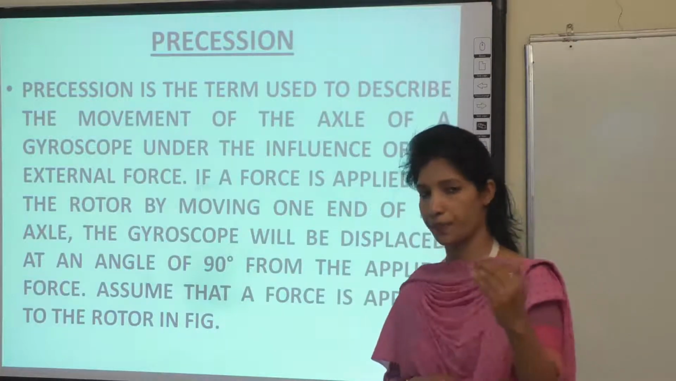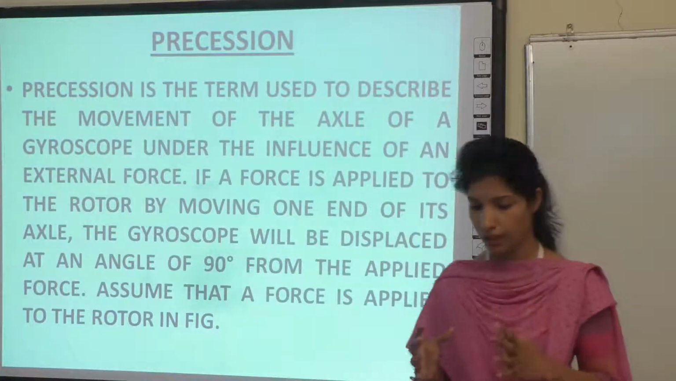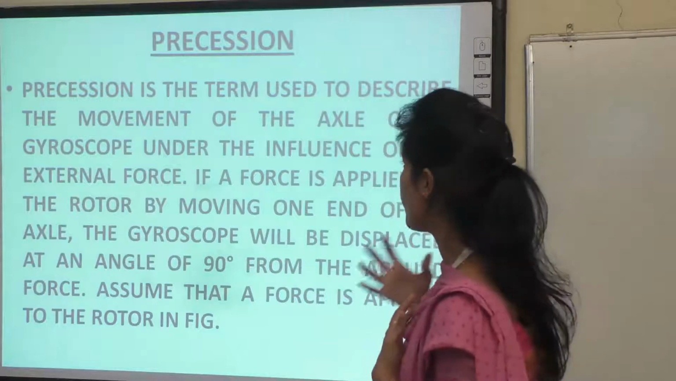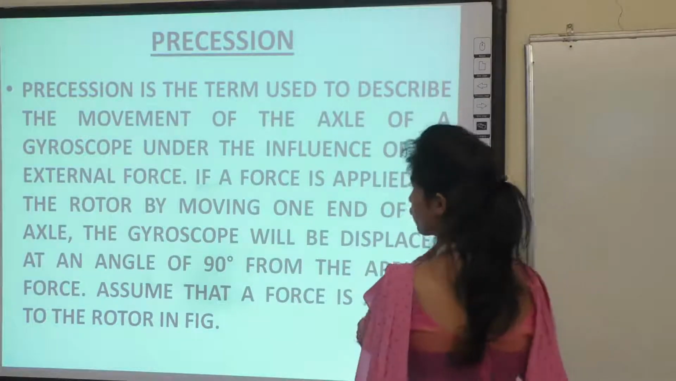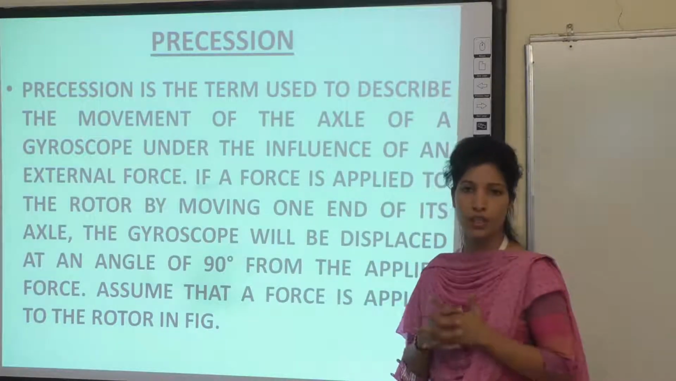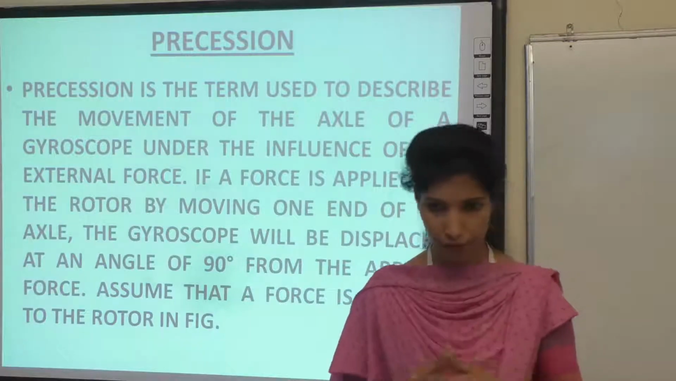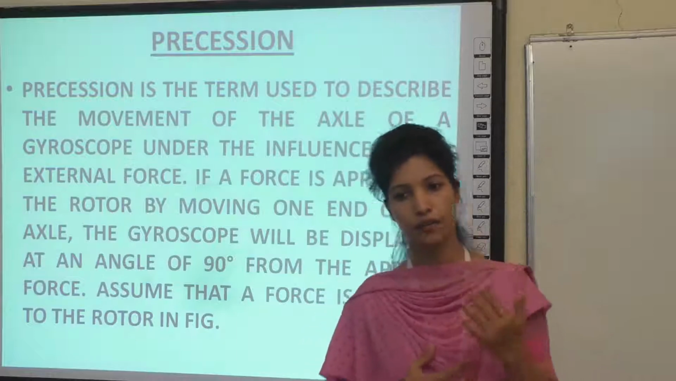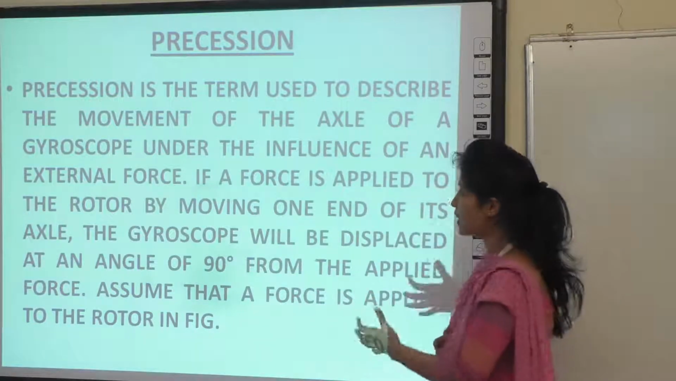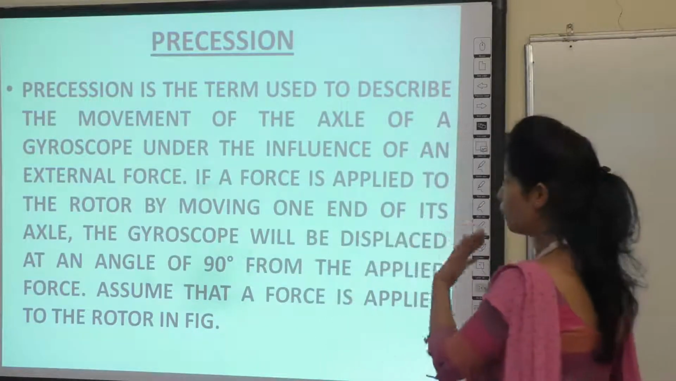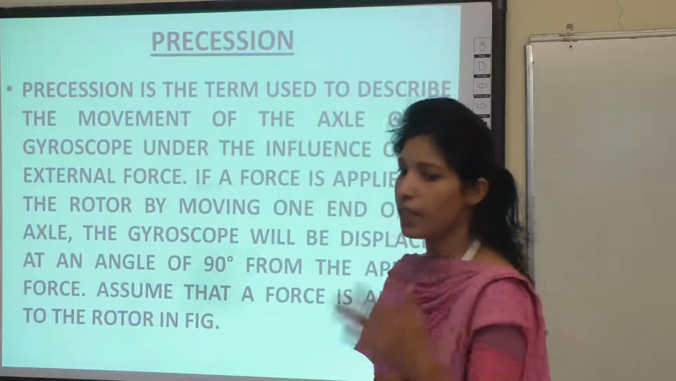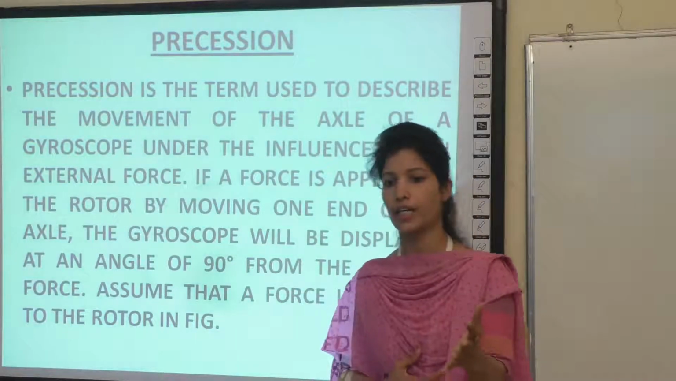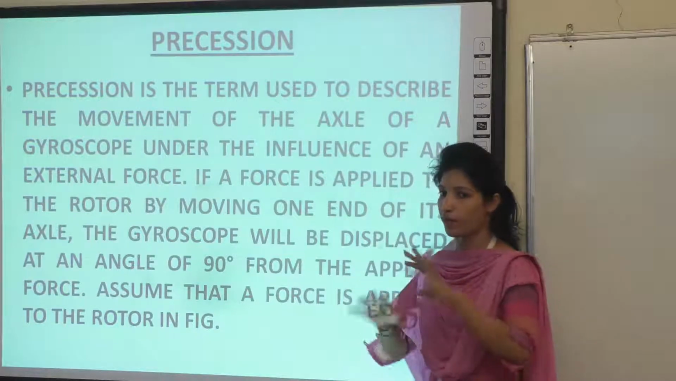Like precession. What is precession? Precession is a term used to describe the movement of the axis of a gyroscope under the influence of an external force. We need an external force to move the equipment. If a force is applied to the rotor by moving one end of this axle, the gyroscope will be displaced at an angle of 90 degrees from the applied force.